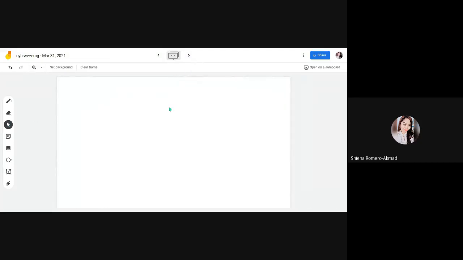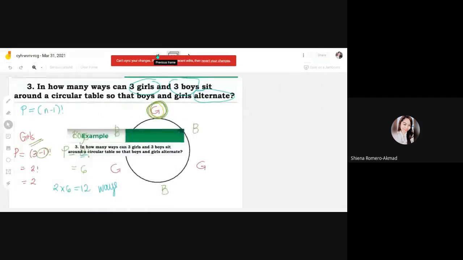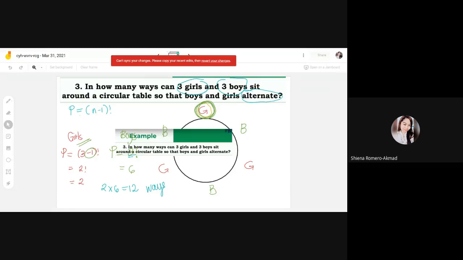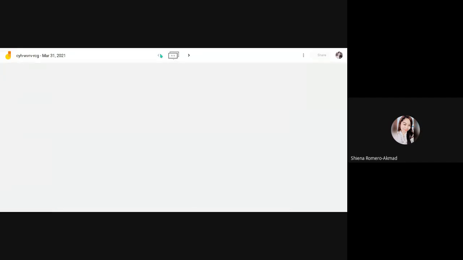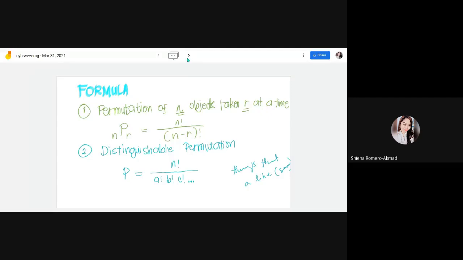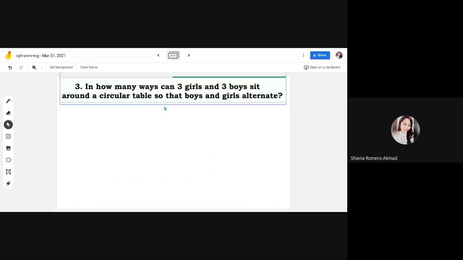Ay, paano kung kunwari, wait lang. Ano daw? Can sync your changes. Please copy your recent edits, then revert your changes. Ano ibig sabihin? Please copy whatever. Yan.